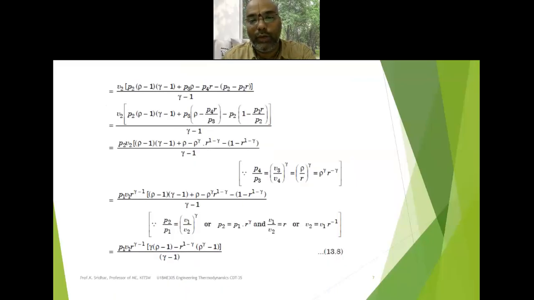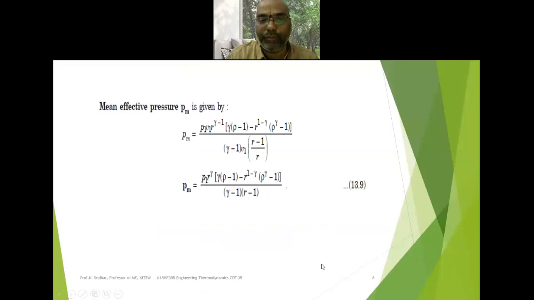And how can we find the mean effective pressure? The formula will remain the same for the mean effective pressure, that is the work done divided by the stroke or swept volume. So we get this equation number 13.8 for the mean effective pressure. This is the final equation of the mean effective pressure. It is only the work done divided by the stroke volume, that is V1 minus V2, the swept volume. Just substitute here and you get the mean effective pressure.